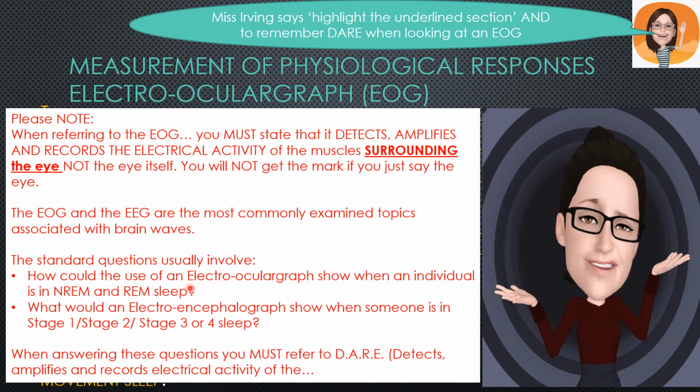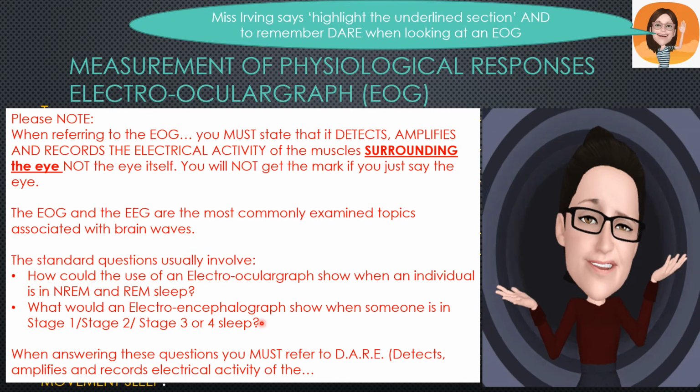Little to no eye movements would be displayed by the muscles surrounding the eye. That would be good. Whilst in REM sleep, it would show rapid eye movement. So what would an electroencephalograph show when someone is in stage 1, stage 2, stage 3, or stage 4 sleep?